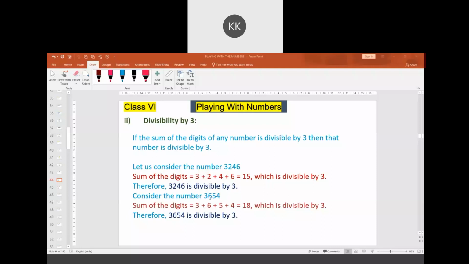One more such example. If you take 3654, 3 added to 6 added to 5 added to 4 gives 18 and 18 is divisible by 3. Hence the given number 3654 is divisible by 3.